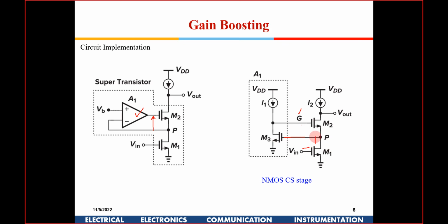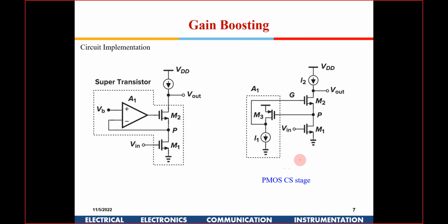Now, if I look from here to here, the impedance will be 1 by GM. So there is no Miller effect out here. This capacitance will come as it is. So at a high frequency also this can operate well. So this is one circuit.